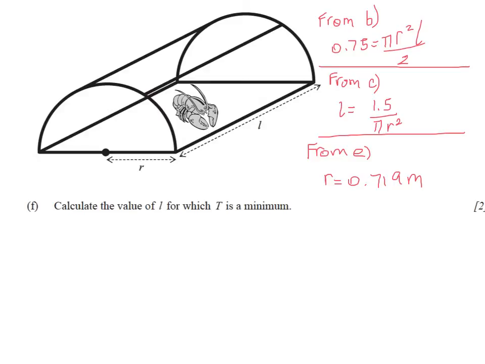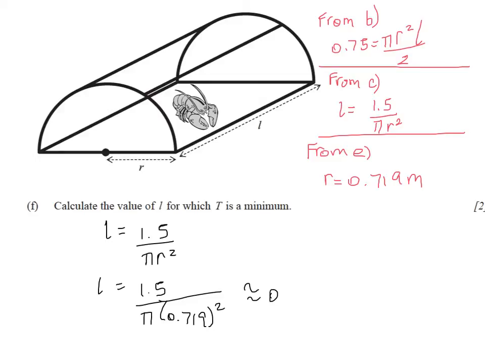So since we know from part C that L is equal to 1.5 over pi r squared, well, we write that down and then we substitute our value for r. So our L is equal to 1.5 over pi 0.719 squared. And when we plug that in, we should get approximately 0.924. And our units for L is meters.